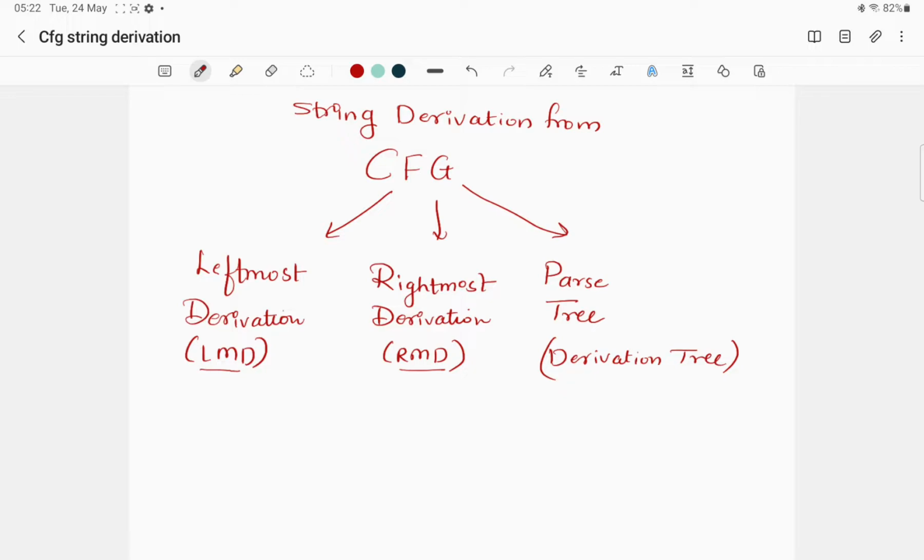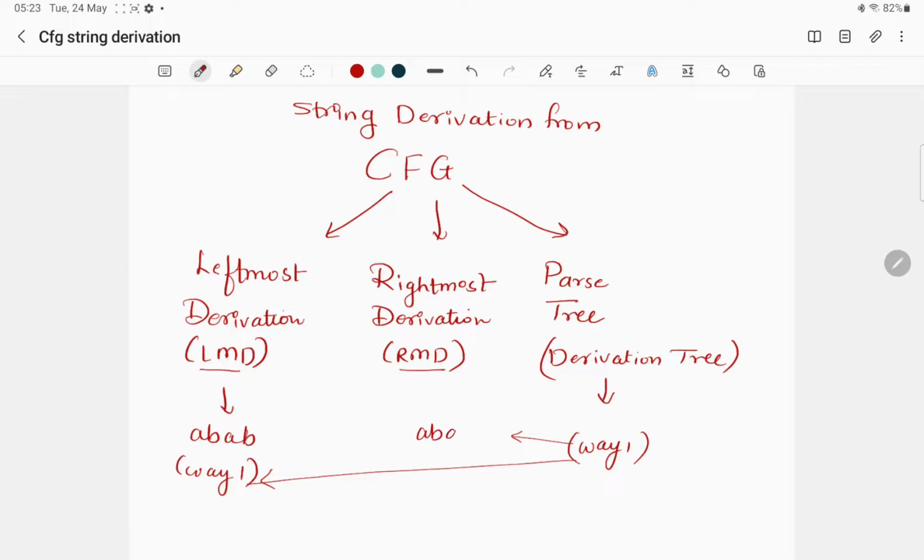There can be many ways to derive a string. Say, for example, I derive a string AB for a given grammar using leftmost derivation, using some way, I call it way 1. Using that way, I can do it in a parse tree also, the same way. And if I am using a parse tree for that way, using the same parse tree I can derive the rightmost derivation as well as the leftmost derivation of the string. So all three ways we can derive the same string, and one common way which we solve using the parse tree, with that we can derive the rightmost derivation as well as the leftmost derivation. Now let's try to understand this with one example.